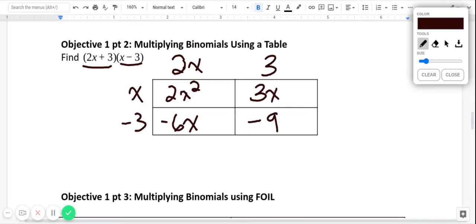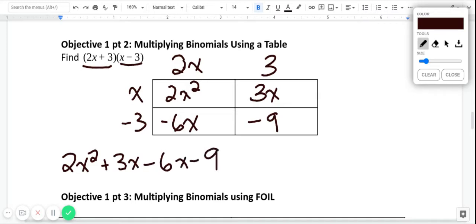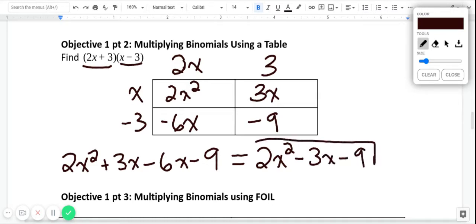And now, some of you might have learned something like this to multiply large numbers. It's called the lattice method. And this is kind of like that, because now we add each of these boxes together, and this is our answer. So we get 2x squared plus 3x minus 6x minus 9, which equals, we're going to combine some like terms, so 2x squared plus 3x minus 6x is minus 3x minus 9. This is our answer, and that's how you can find a product of two binomials using a table. So if this structure works for you and makes sense to you, you can always use this method, and that's okay.